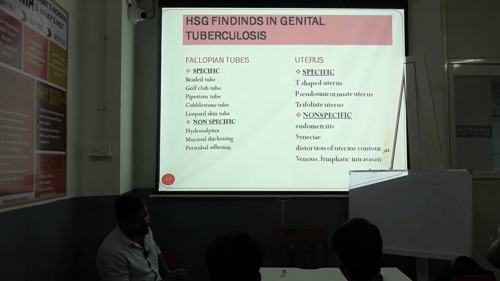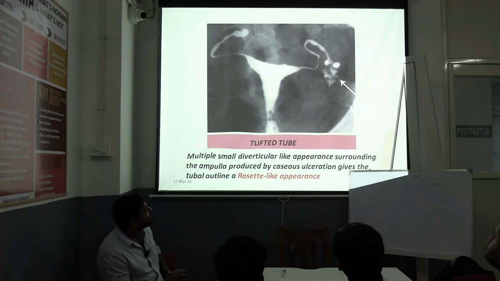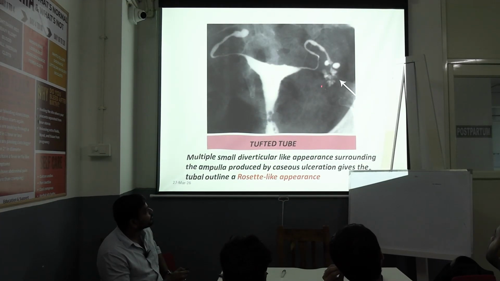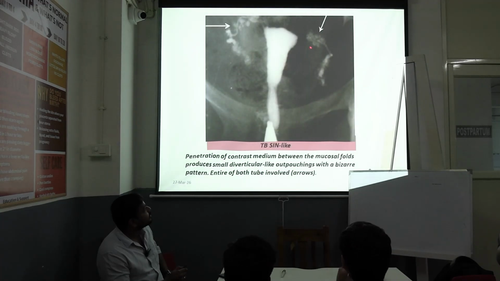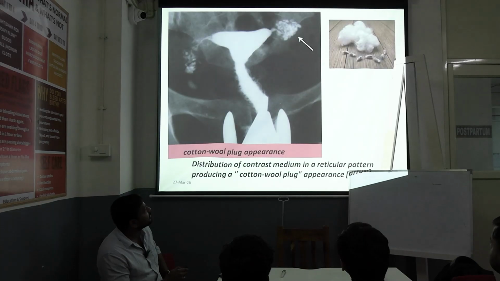What are the findings in tuberculosis? This is very interesting. Okay, see, this is tufted tube appearance. Here it is in a rosette shape. Okay, this is rosette appearance in TB. What is this? Salpingitis isthmica nodosa. It is similar to that.